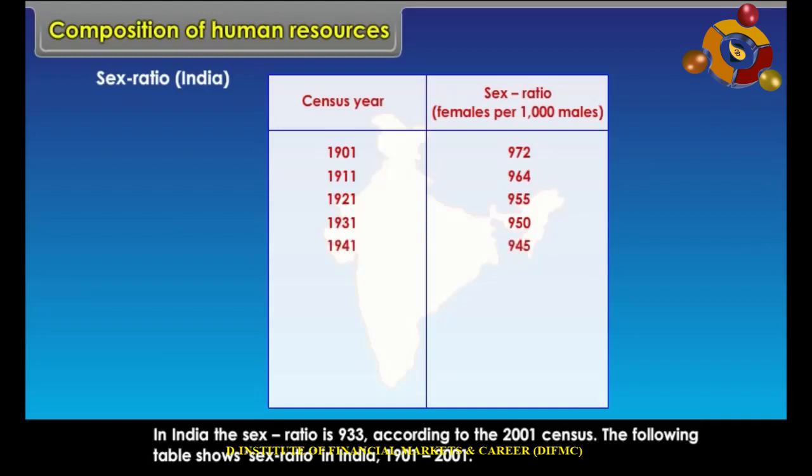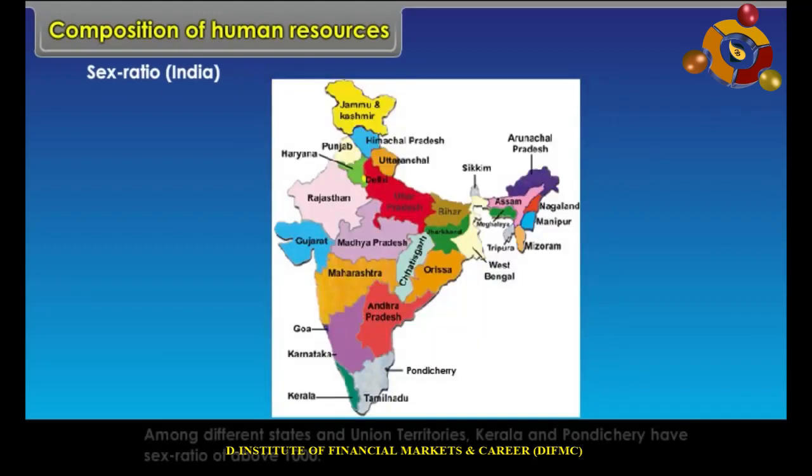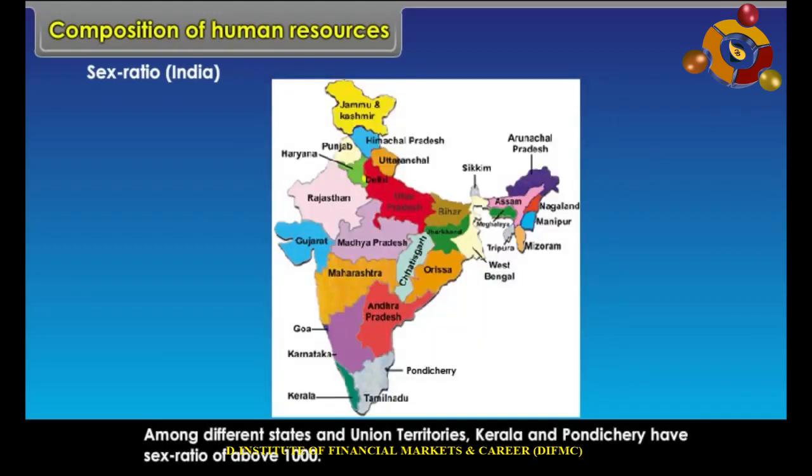1951, 946. In the year 1961, the sex ratio was 941. In 1971, it was 930. 1981, 934. 1991, 927. And in 2001, 933. Among different states and union territories, Kerala and Pondicherry have sex ratio of above 1000.